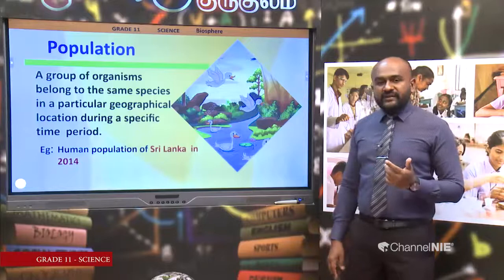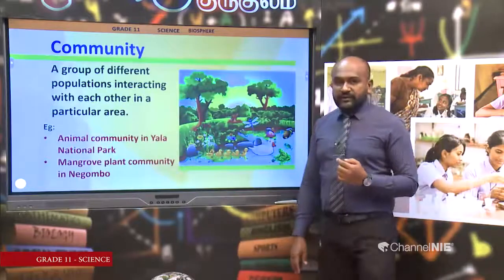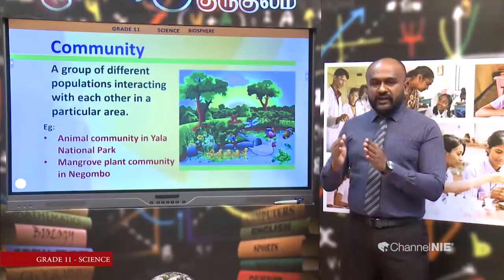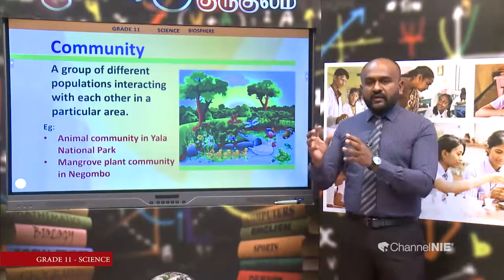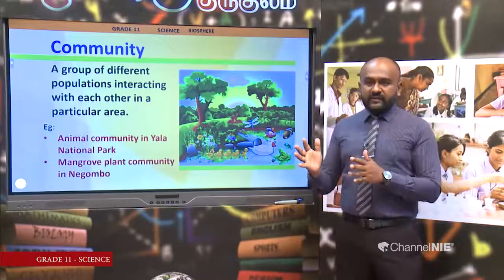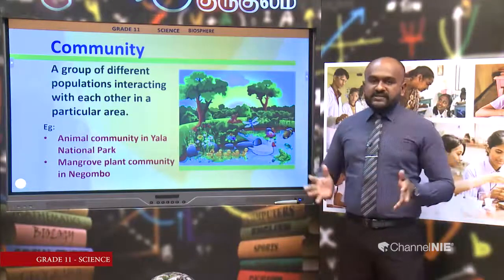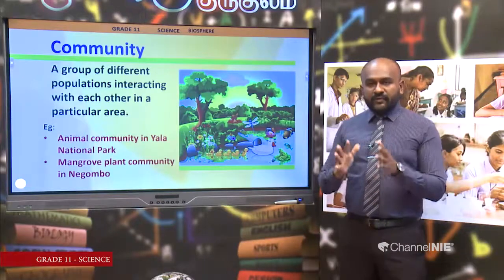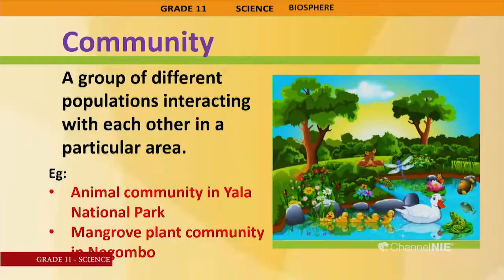Yeah. What is the next organization level? Shall we go to the next organization level now? That is community. Now, you see how gradually the complexity increases. We got one organism and then we got organisms of that particular species living in a particular area at a given time. Now, we consider all populations living in a given area. All populations living in a given area make the community. Now, let us see, a group of different populations interacting with each other in a particular area. Yeah. So, you can see examples here. Animal community in Yala National Park.